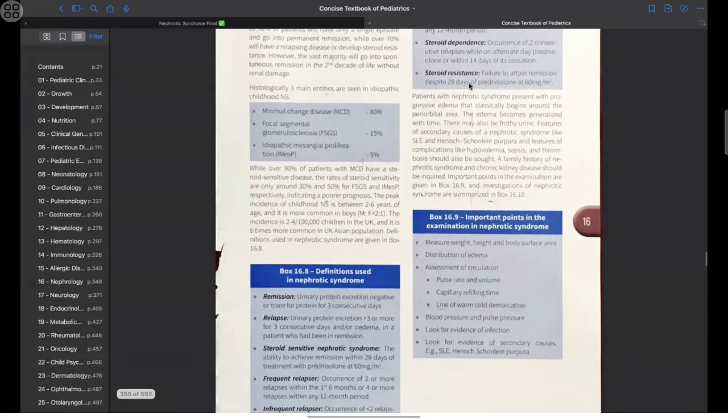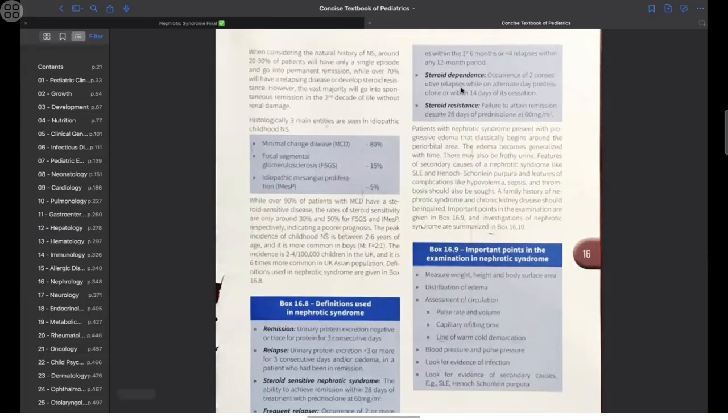Then steroid dependence is occurrence of 2 consecutive relapses while on alternate day prednisolone or within 14 days of the cessation of the alternate day prednisolone or cessation of the prednisolone. So this is why I said it is important to ask when the patient developed the relapse. Because in order to classify what your patient has, you need to know when the patient got the relapse, whether it was on prednisolone, or on alternate day prednisolone, like that.